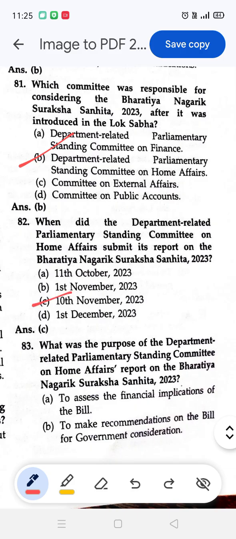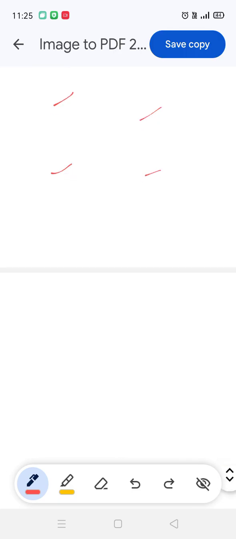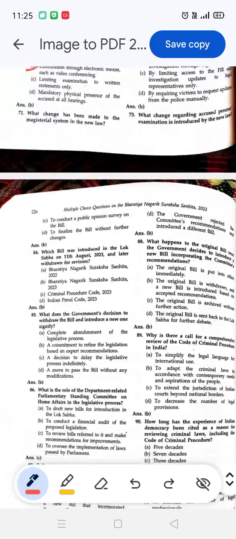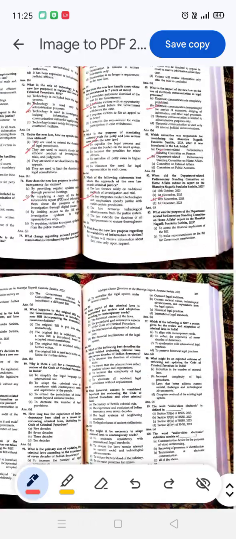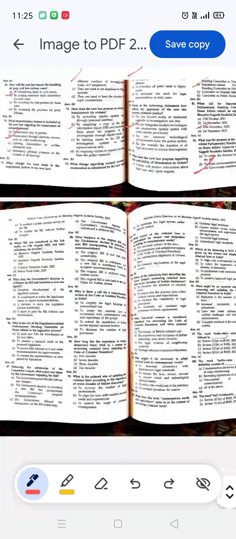10th November 2023. Question number 83. What was the purpose of the department related Parliamentary Standing Committee on Home Affairs report on BNSS 2023? So the correct option is option B, which is to make recommendations on the bill for government consideration.